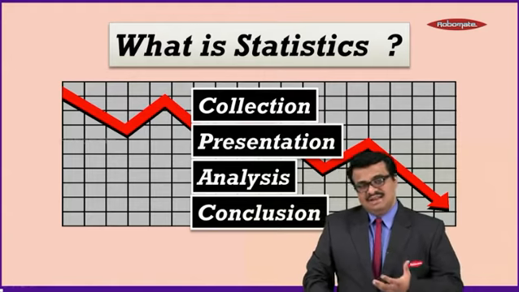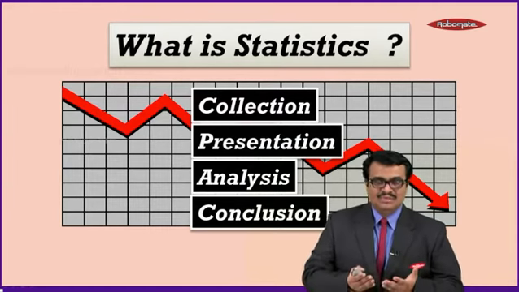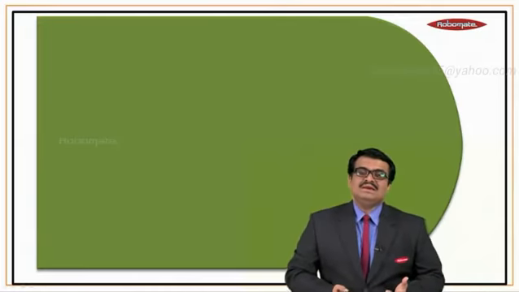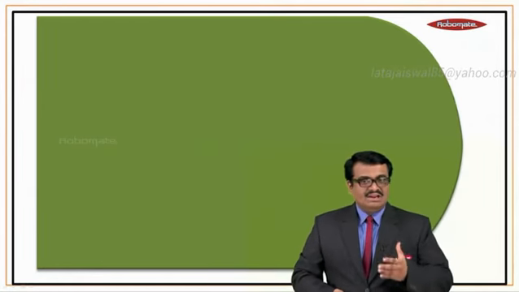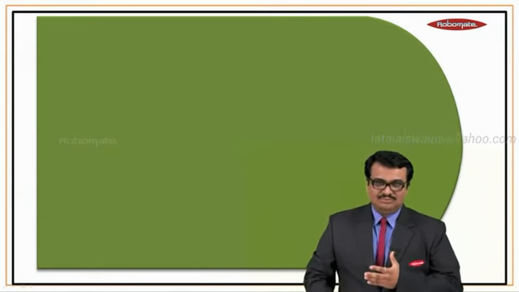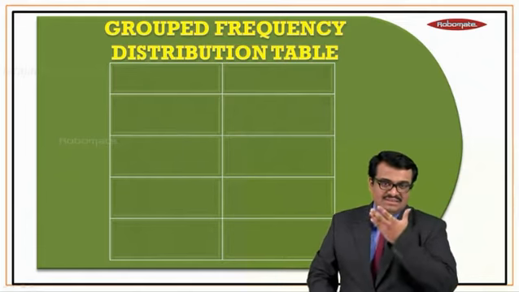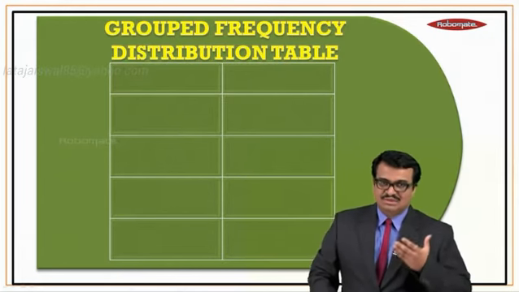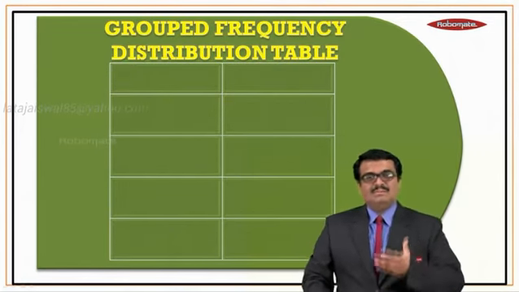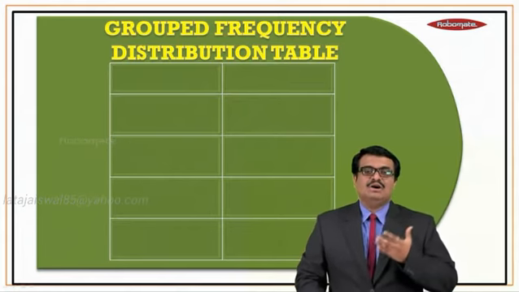Okay. Now, what is this data? Anything that is given to you is called data. Okay. Now, we have learned statistics in our lower standards also. Okay, and we have heard about this table also, grouped frequency distribution table. Okay, in this chapter we will be given this grouped frequency distribution table always.